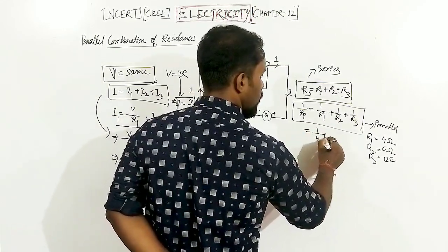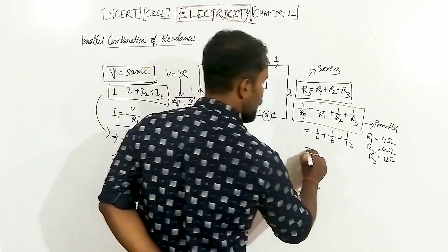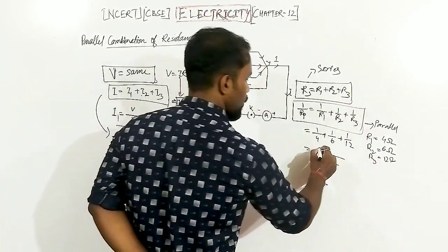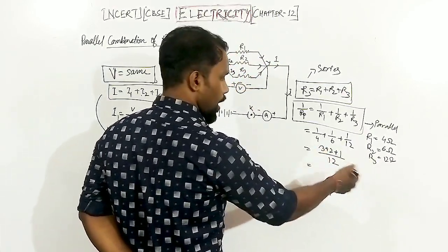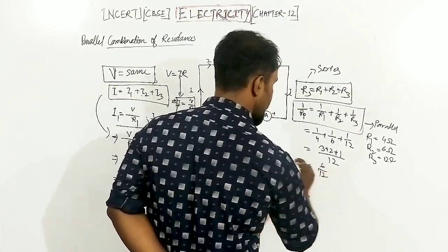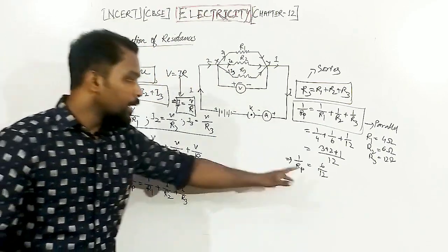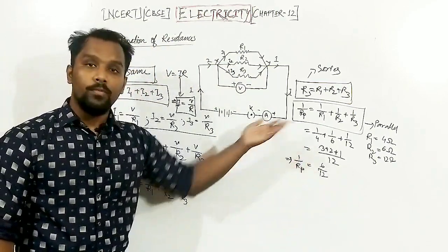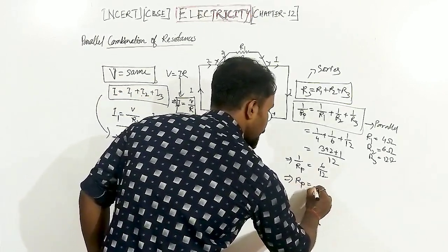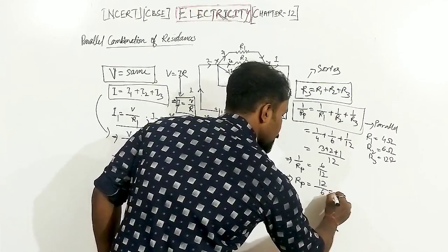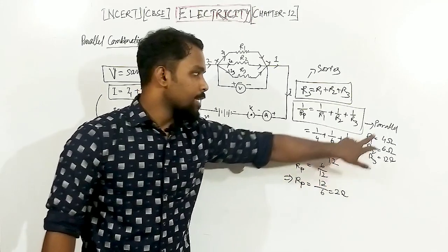Now we will put all the values here. 1 by R1 equal to 1 by 4, 1 by R2 equal to 1 by 6, and 1 by R3 equal to 1 by 12. Now what is the LCM? It will be 12. So it will be 3, 2, 1. That means 3 plus 2 is 5, 5 plus 1 is 6, so 6 by 12. But it is the value of 1 by RP, right? We need RP, so we have to reverse both sides. RP is equal to 12 by 6, that means 2 ohm.